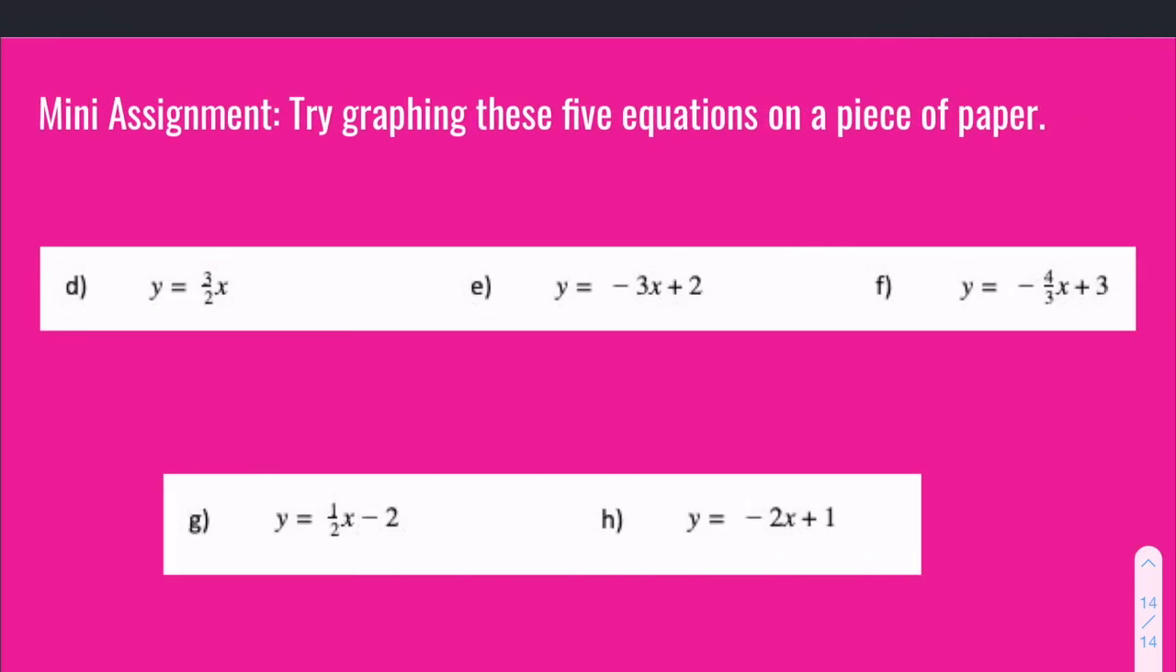Last but not least, here is your assignment. There are 5 equations, a mini assignment. Try graphing these 5 equations on a piece of paper. If you want to send me a picture of your work, you can, or just hold on to it and check it later this week when I post the answers. So you have D, E, F, G, and H. Pause the video now, complete these, and check them later this week.